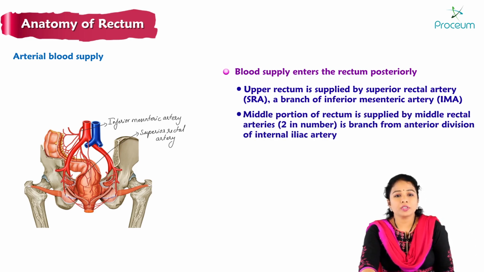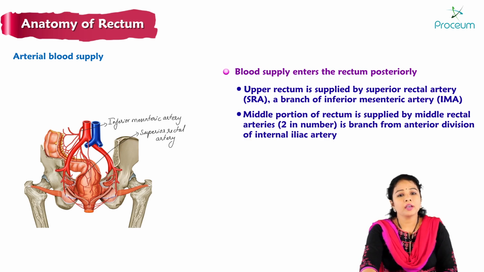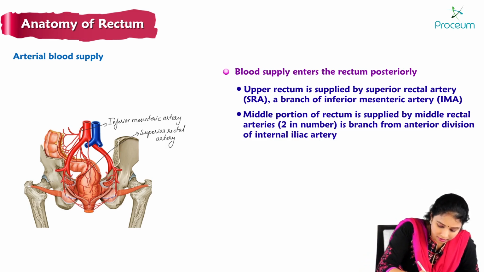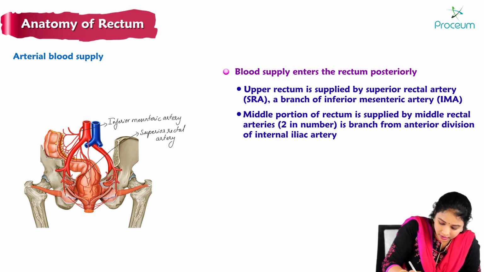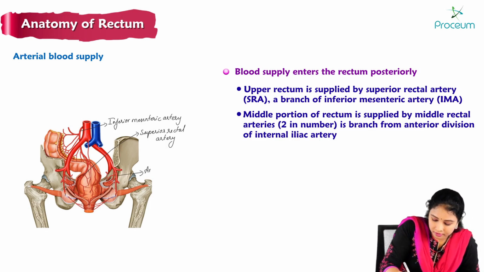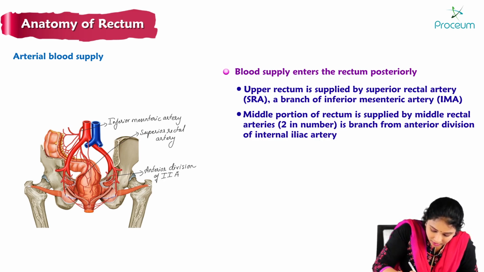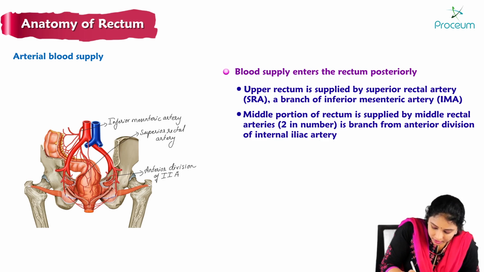And the middle portion of the rectum is supplied by the middle rectal arteries, which are usually 2 in number and are branches of the anterior division of the internal iliac artery. So here is the internal iliac artery, and this is the anterior division of the internal iliac. From the internal iliac artery we can see a branch which is called the middle rectal artery.